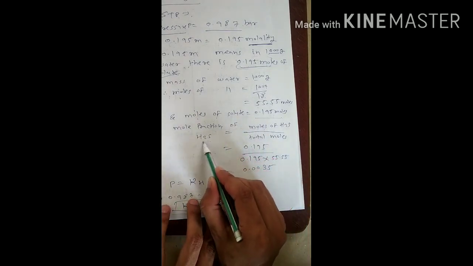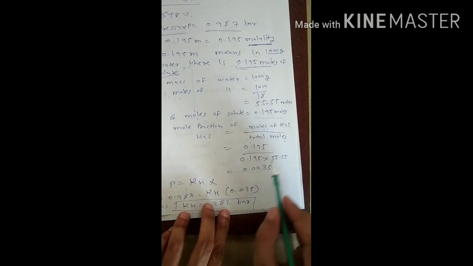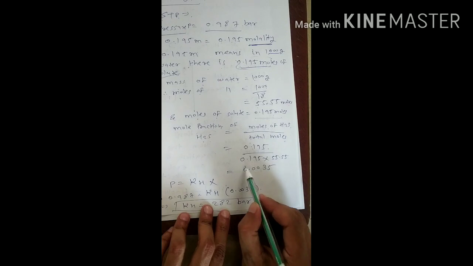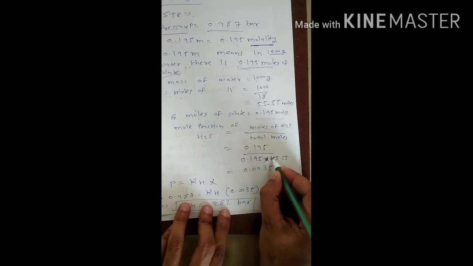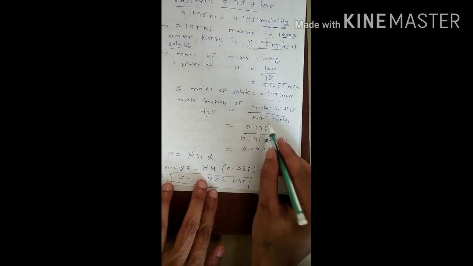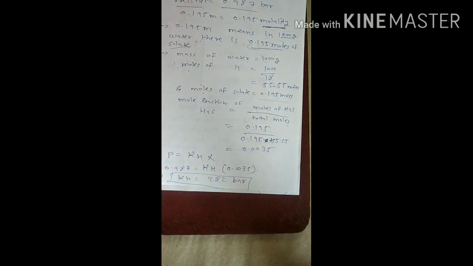Mole fraction of H2S is equal to moles of H2S divided by total moles. Moles of H2S, that is 0.195 divided by 0.195 plus 55.55. By solving this you will get 0.0035. That is the mole fraction.